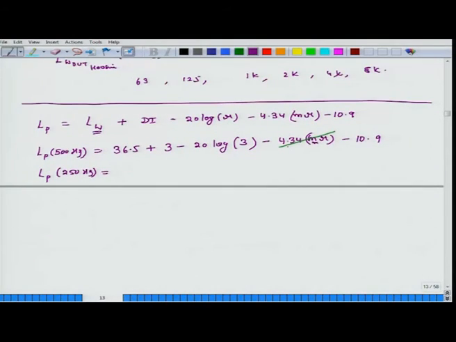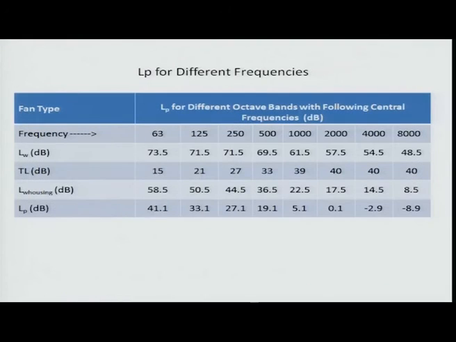It is 44.5 dB plus 3 decibels due to directivity index minus 20 log 3, minus this is neglected, 10.9. Similarly, I have to do this computation for all the frequencies. So now I will show the results for all the frequencies. So, these are the different frequencies.